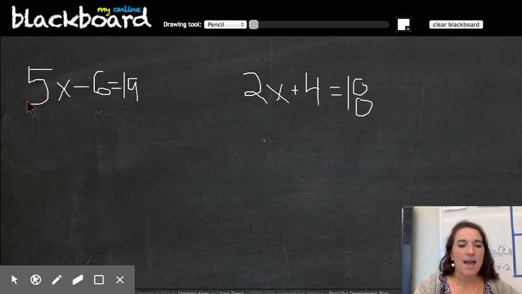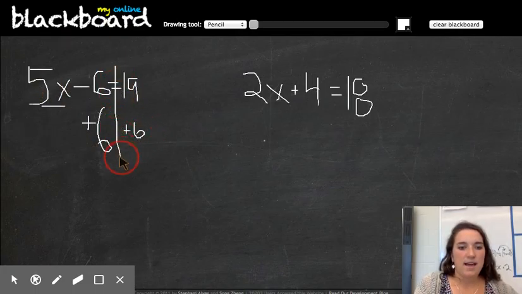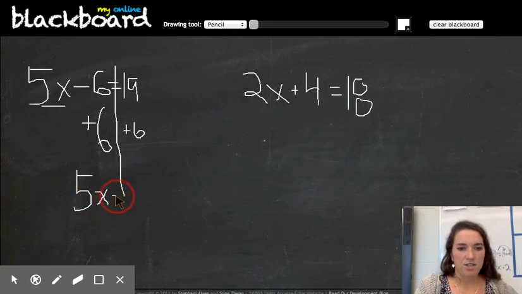First, I want to get rid of everything that's not directly next to x. So I can start by adding 6 to both sides. When I add 6, what am I left with on the left side of the equation? I'm left with 5x, which equals 25.